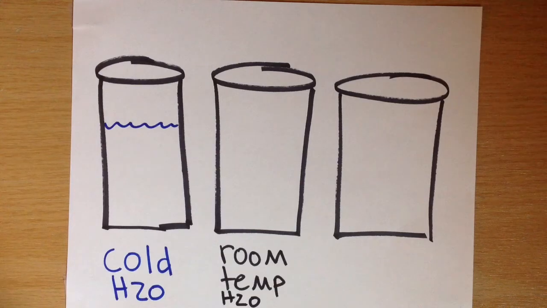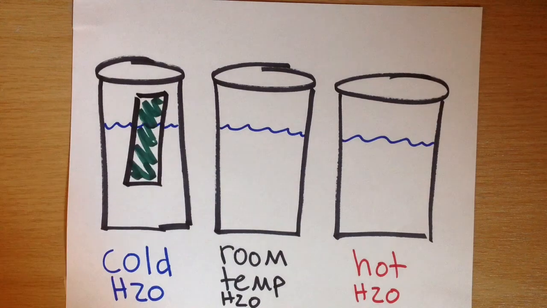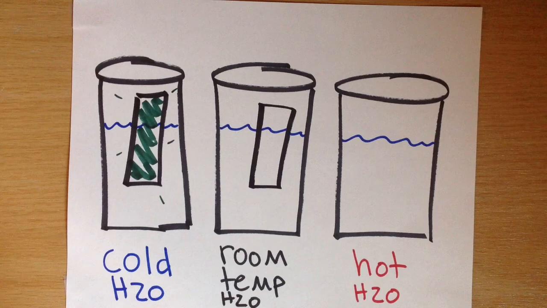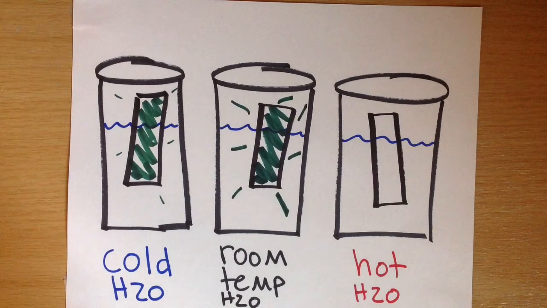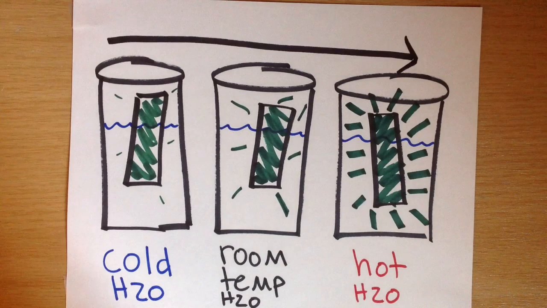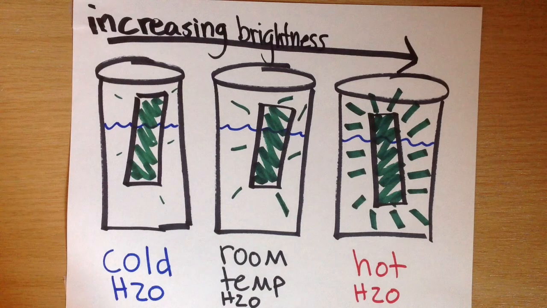The glowstick in the cold water emitted very little glow, which means its rate of reaction was slower under the cold circumstances. The glowstick in the room temperature water emitted a normal amount of glow, as it was more of a control for this demonstration. The glowstick in the hot water emitted a very bright glow, which means that its rate of reaction was very fast under the hot environment. I can therefore order them in terms of both increasing brightness and, directly correlated with that, increasing rates of reaction.